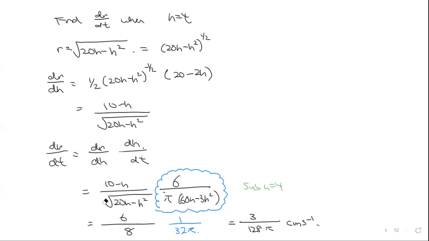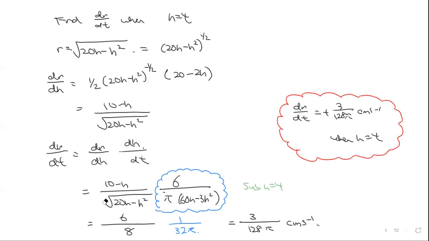So therefore, dr/dt equals positive 3 over 128 pi centimeters per second when h equals 4. And that would be your answer to part 3. And that's how you do it.